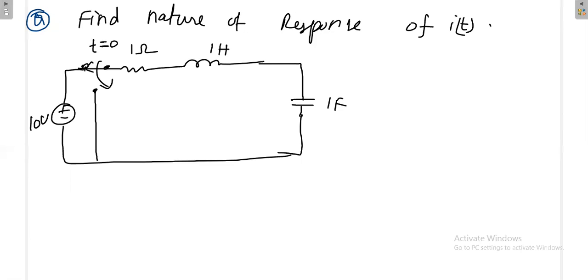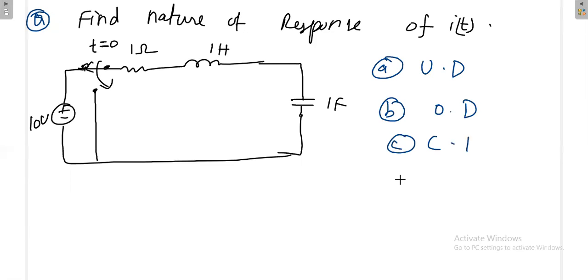Now again the options are given like this: underdamped, overdamped, critically damped, and undamped. What is the solution? Now we have to understand here.